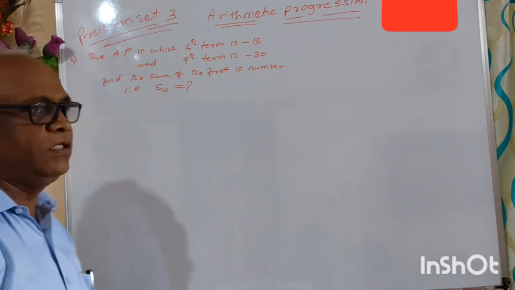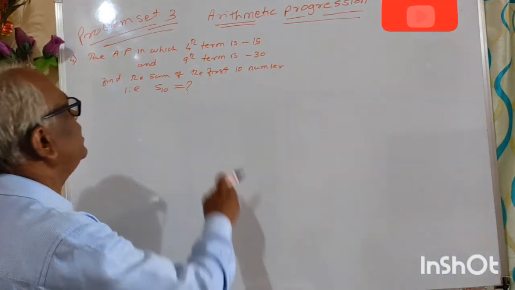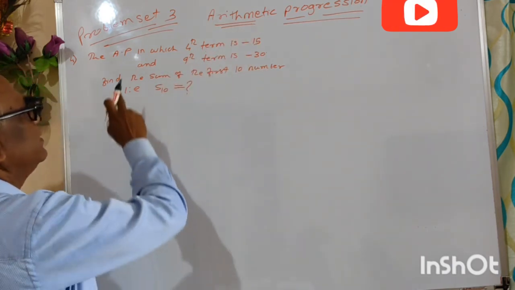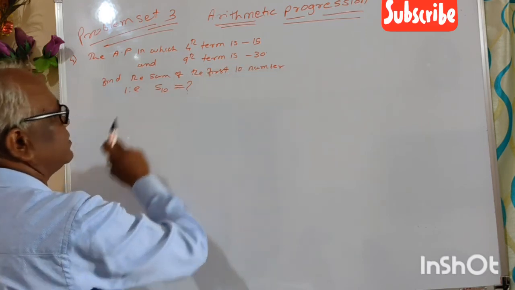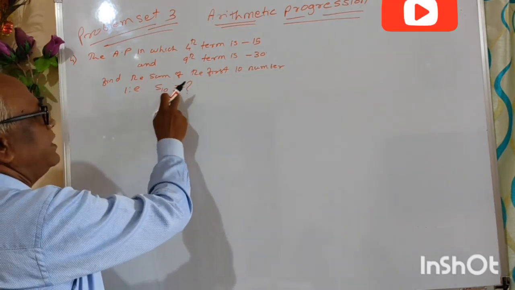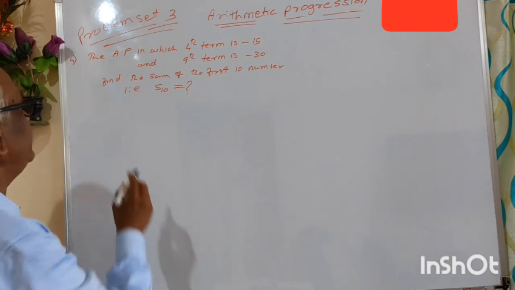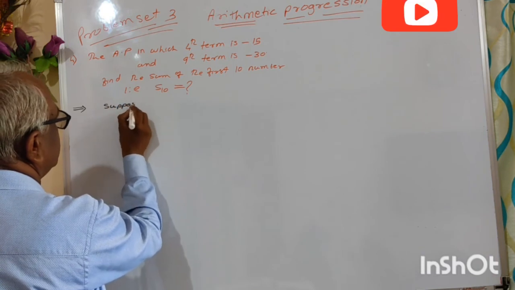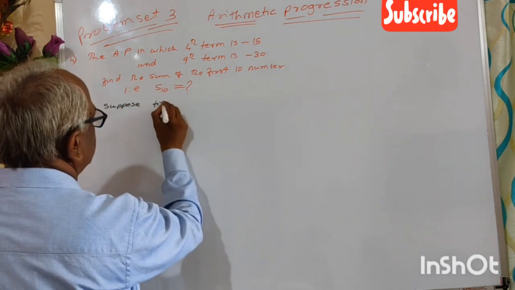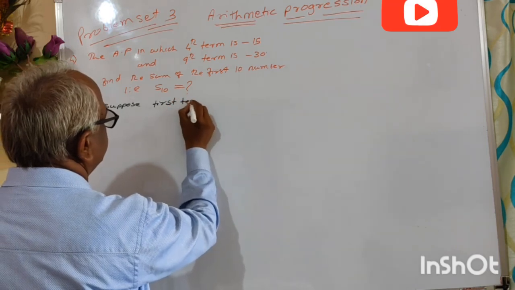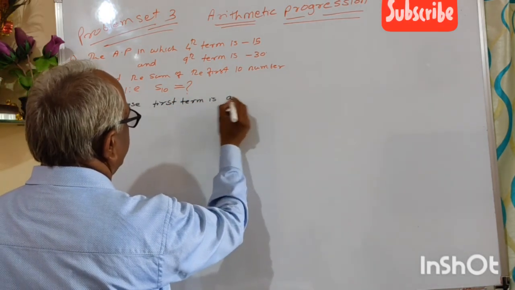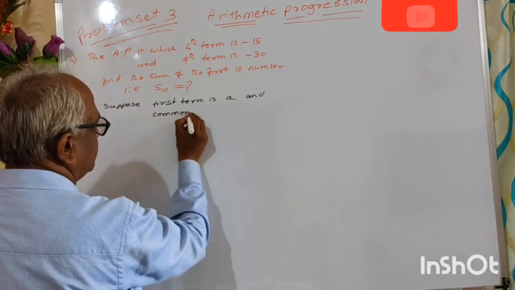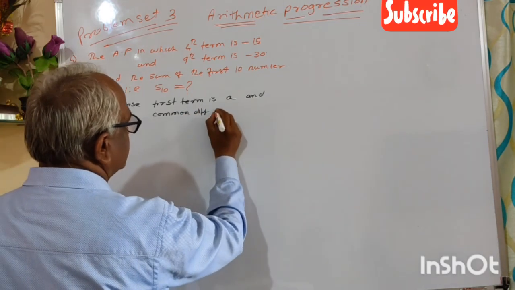Now fourth example. In the arithmetic progression, the fourth term is minus 15 and the ninth term is minus 30. Then find the sum of the first 10 terms. That means S10 is what we are going to find. Now here suppose the first term is a and the common difference is d.